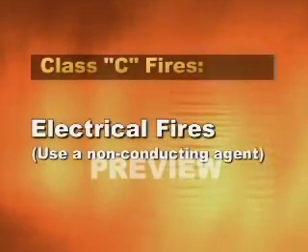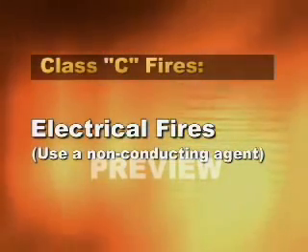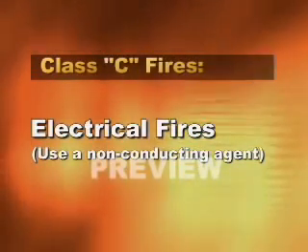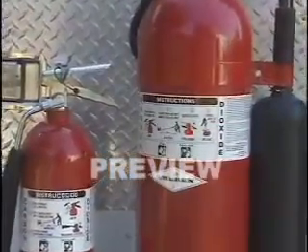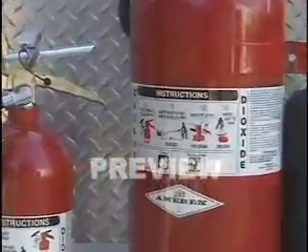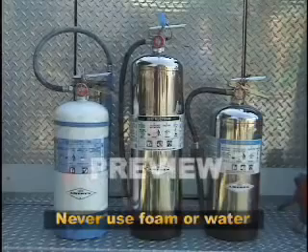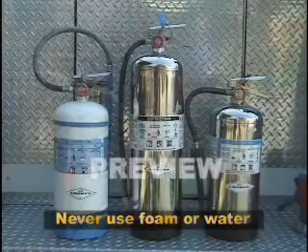Class C. Because Class C fires are electrical fires, use a non-conducting agent to put them out. For example, carbon dioxide or dry chemical extinguishers. Never use foam or water-type extinguishers on these fires, or you could be electrocuted.